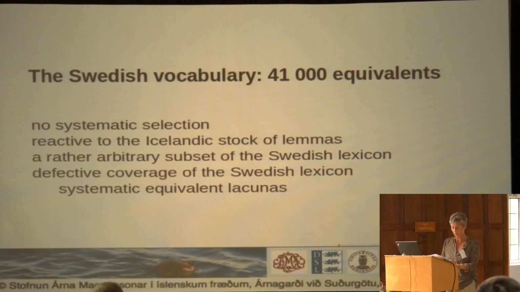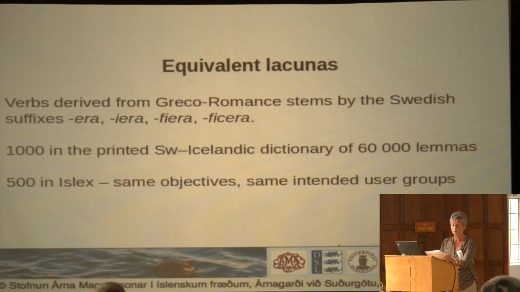One lexical subset of the Swedish lexicon that is poorly represented in eLex consists of verbs derived from Greco-Romance stems through the Swedish derivational suffix -era and its variants. As a comparison, the printed Swedish-Icelandic dictionary from the 80s, consisting of 60,000 lemmas, includes a good 1,000 such verbs as lemmas, while only around 500 such verbs occur in the somewhat smaller, but not that much smaller, eLex dictionary.